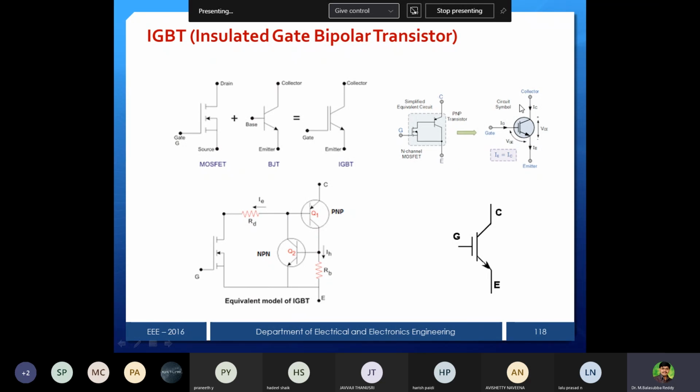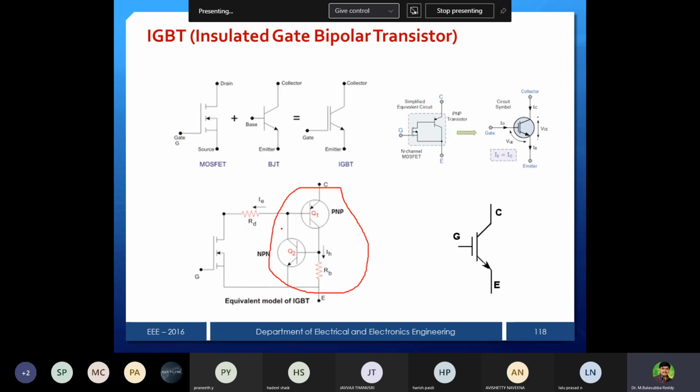The same applies to the device symbol. It is a combination: the gate is the input side, and then collector and emitter. Once the device is on, the switch is closed. Now you can see another equivalent circuit. Do you remember what this is? It is similar to the two transistor model of the SCR. There is a combination of these two to increase the current capability, and you can use it this way.